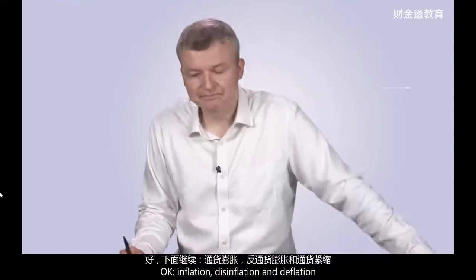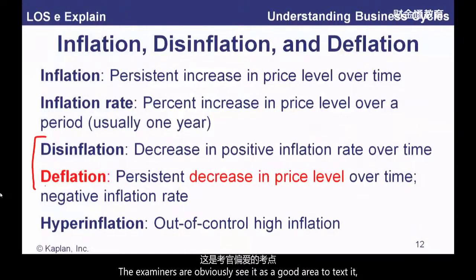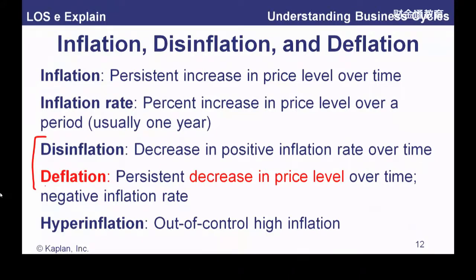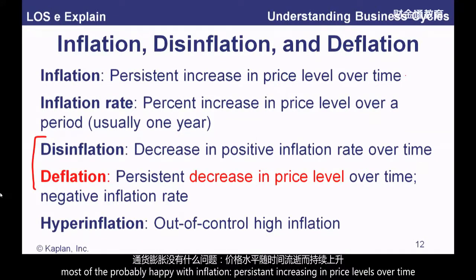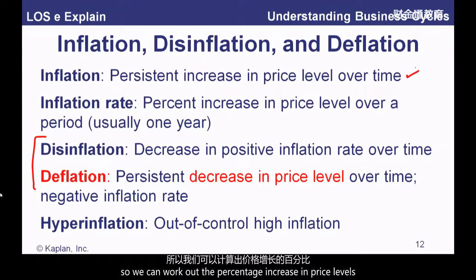Okay, inflation, disinflation and deflation. The examiner obviously sees a good area to test here to make sure we've read the syllabus, dis versus deflation. I think most of us are probably happy with inflation, persistent increases in price levels over time. We can calculate the inflation rate, and we have a little bit of detail to do on that on the coming slides. So we can work out the percentage increase in price levels.